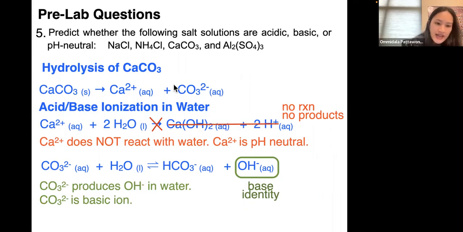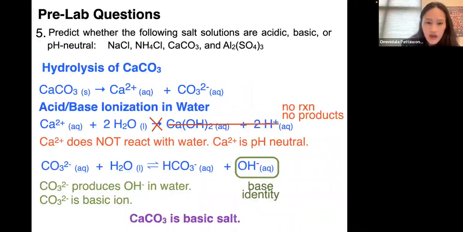Okay, so note that calcium is pH neutral, carbonate is a basic ion. Because carbonate will produce a lot of hydroxide ion in water, it is going to cause the concentration of hydroxide ion to increase, making the solution a basic solution or alkali solution. So in this case, calcium carbonate would be a basic salt. Calcium carbonate is part of the limestone used in agriculture to increase the pH of the soil, just because calcium carbonate is a basic salt.